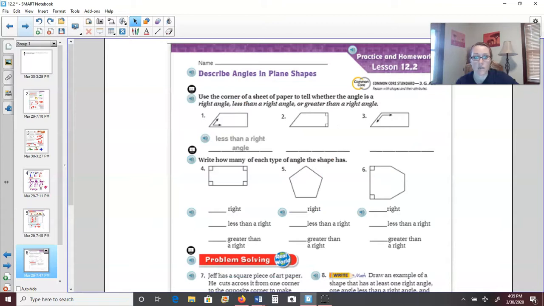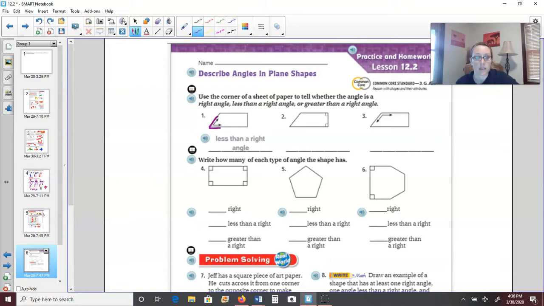Excellent. Home stretch, boys and girls, practice and homework page. If you want to try this on your own, go ahead and pause the video and then come back to check your answers, or you can hang out with me here and continue on together. So let's take a look. We need to tell what kind of angle these shapes have. And number 1 was done for us. The angle shown here is less than a right angle.